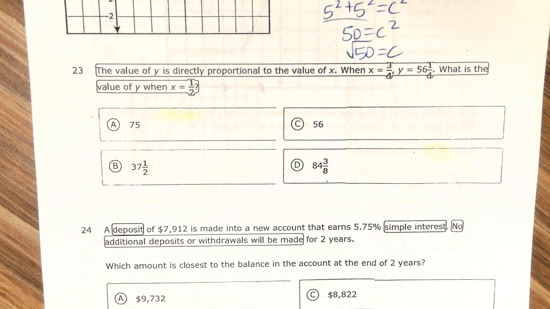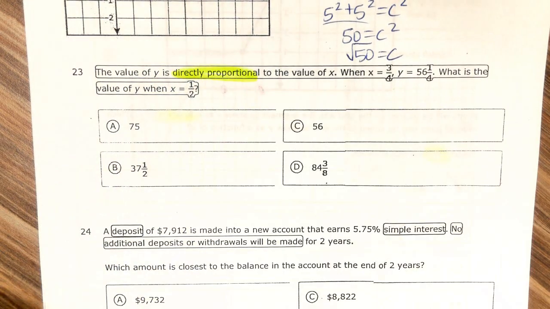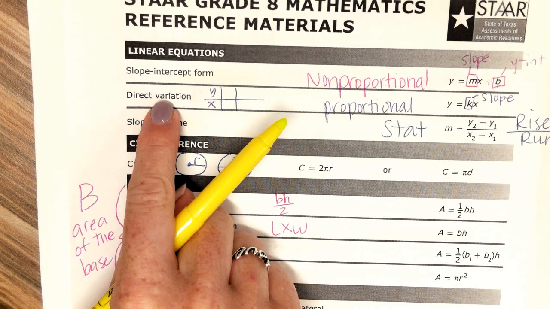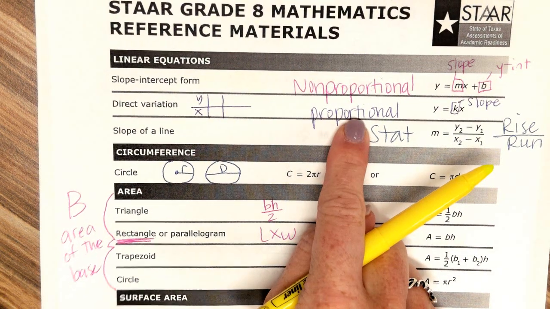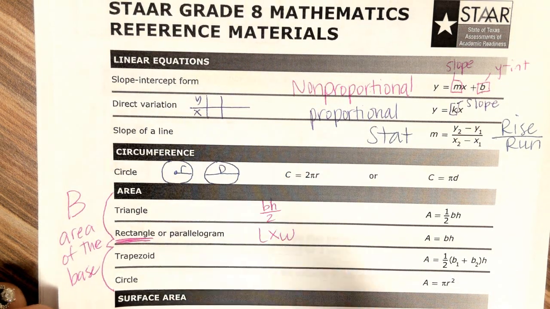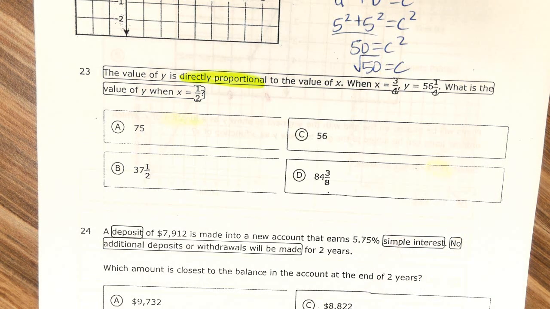Number 23. Who can tell me the clue word and it's on our star chart? Okay, proportional and directly proportional. So if you look on your star chart, right here it says direct, and what do we write next to it? And what do I have? If it says those words, you can make a proportional box. Okay? So it says the value of y is directly proportional to x. When x is 3/4, y is 56 1/4. What is y when x is 1/2?